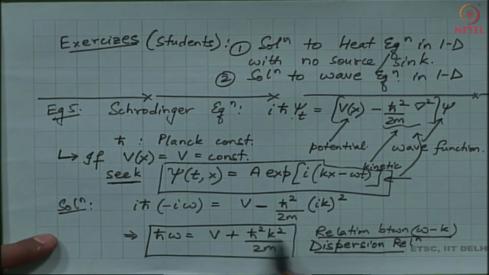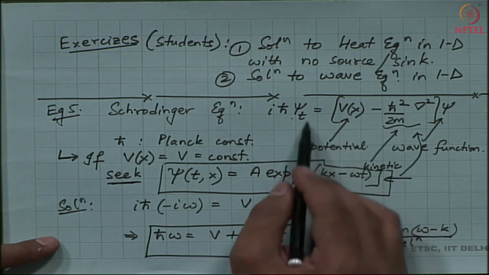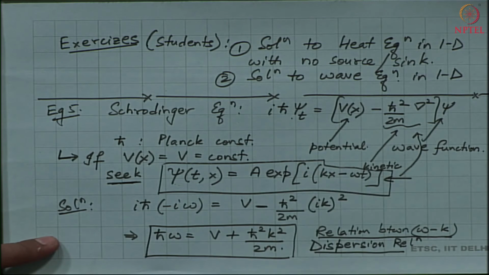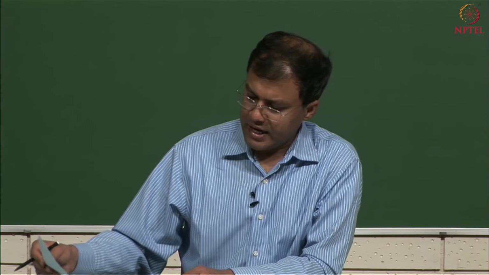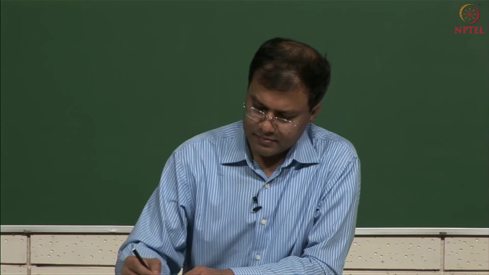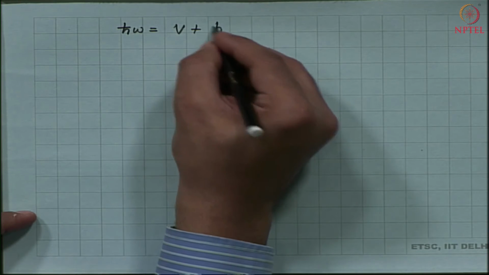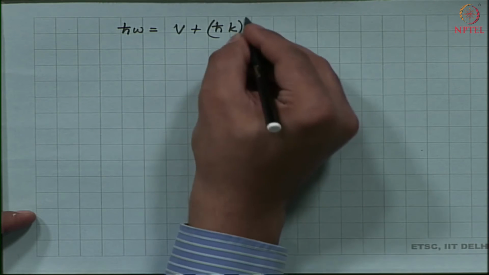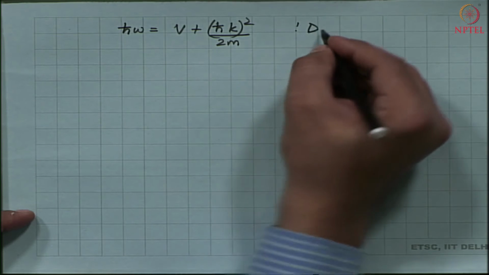This is quite common. It is quite common for scientists throughout the world to figure out the dispersion relation and compare it with the solution to the PDE, and see how accurate the solution is. Now, just to give you a bit more highlight, for the dispersion relation, let me write down h hat omega is equal to V plus h hat k square by 2m. So that's my dispersion relation.